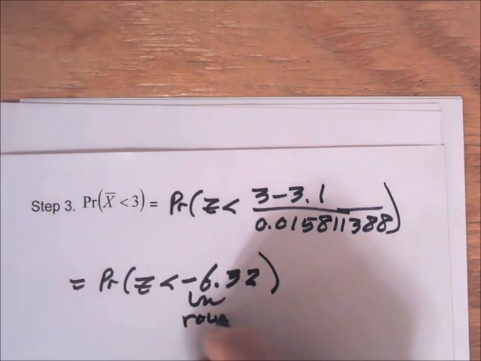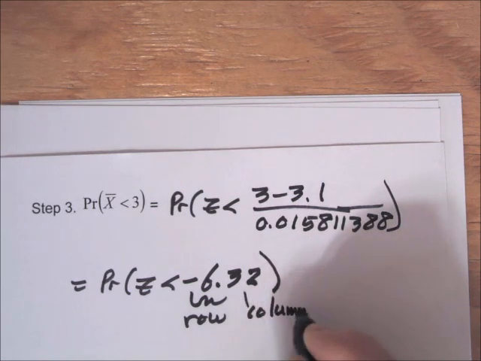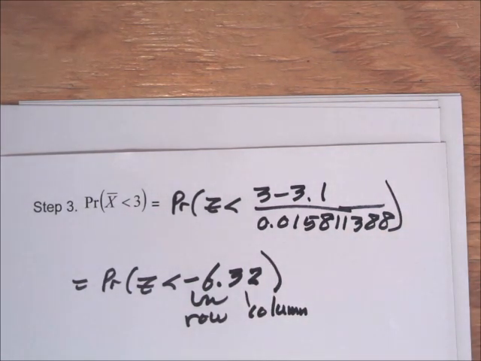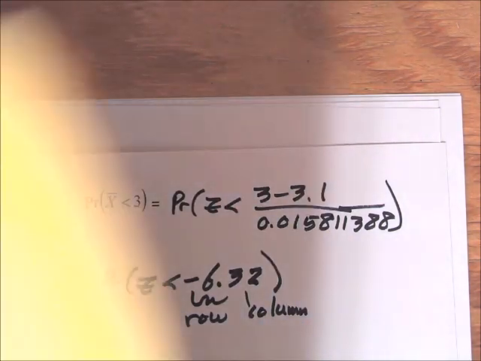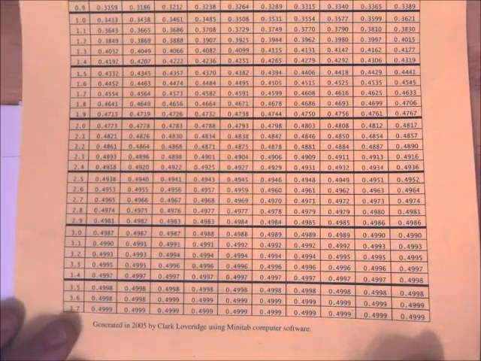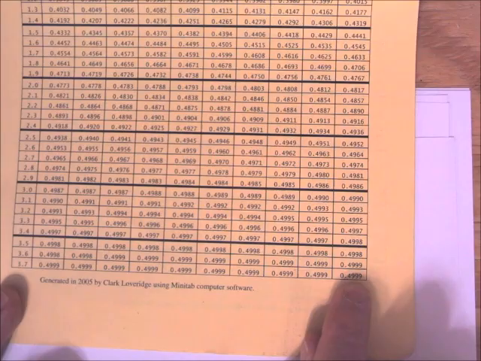We would want to look at row 6.3, column 2, except our table doesn't go up to 6.3. With technology you could get a probability there, but usually the tables don't go up to 6.3. If you look at our table here, the highest row number is 3.7, and the highest column is column 9. So 3.79 would be the highest z-score. That probability is 0.4999.